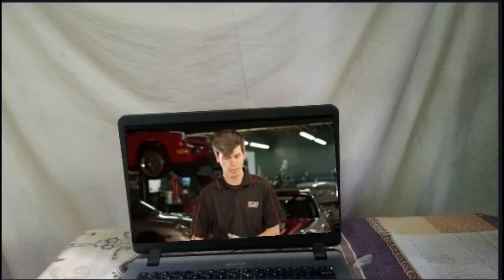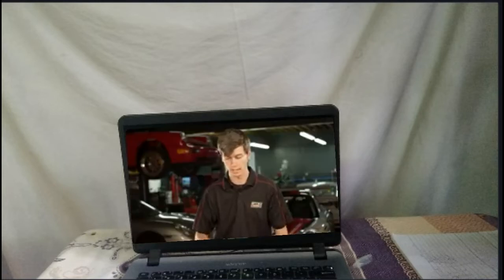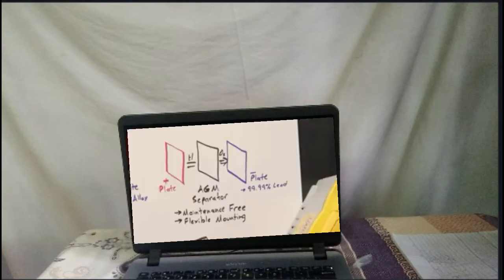It's a maintenance-free battery. They also use 99.99% lead rather than using a lead alloy, which is more efficient and also means the battery will last longer. Another benefit of the AGM separator is that if the battery were to be mounted at an angle, you don't have to worry about spills, so there's more flexibility in mounting.